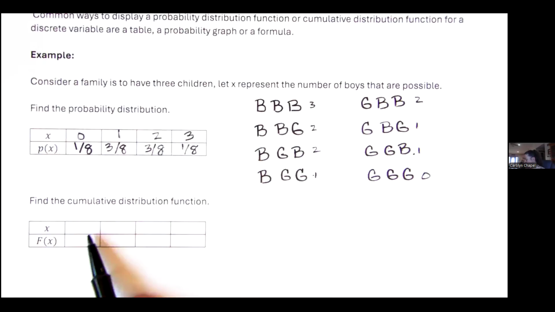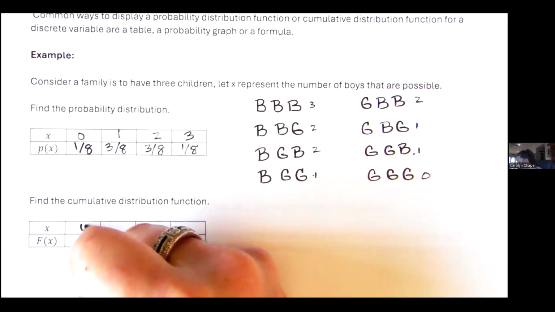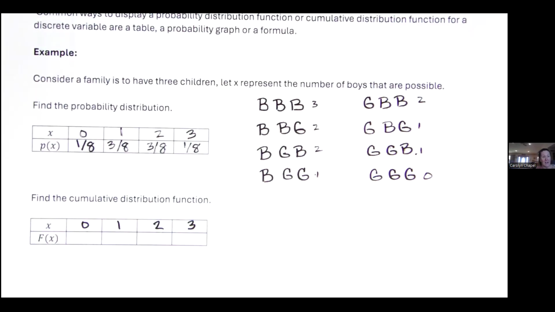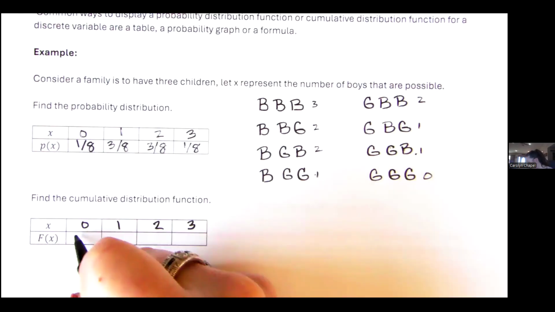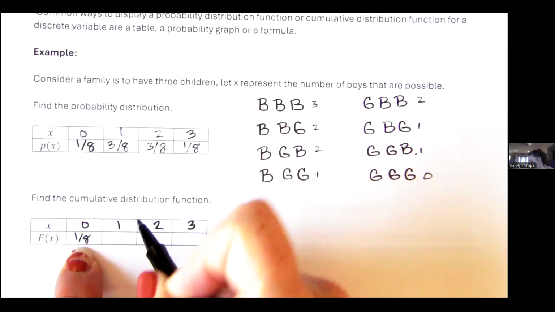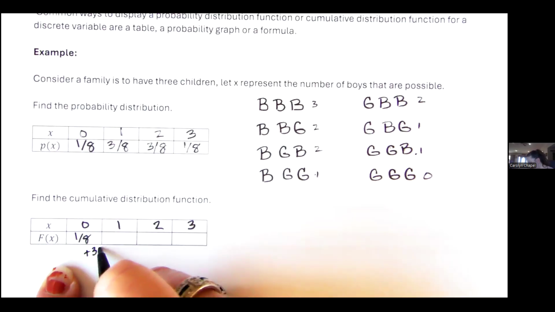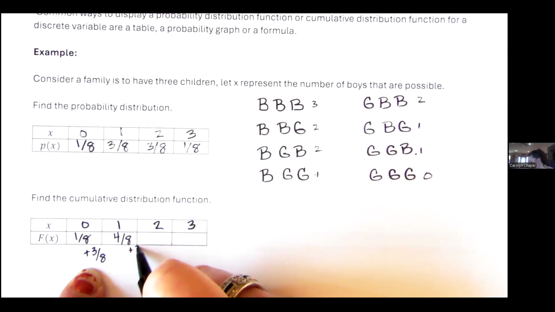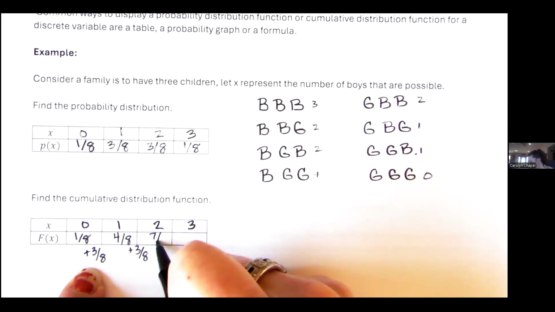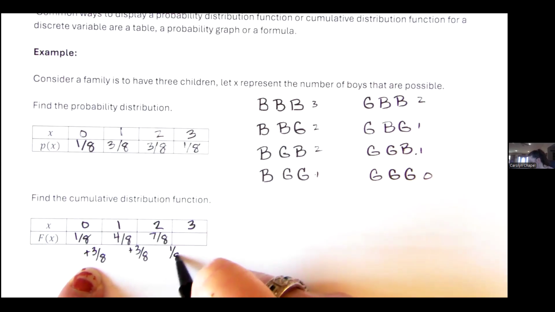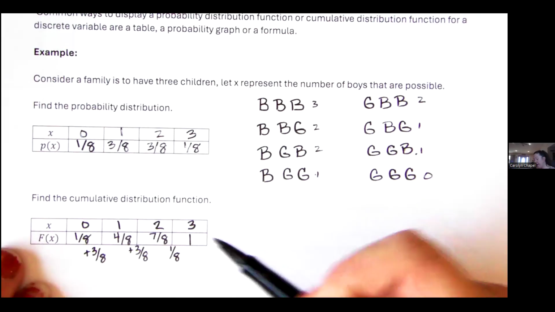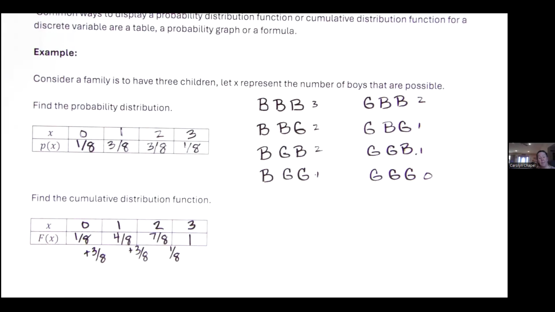Now, if we're going to get our cumulative, the x values are going to stay the same, so we aren't going to change those, just like we didn't change the scale on the bottom. And we're going to start with the 1/8. And then what I do is I just add on the next one. So the 3/8, so this turns into a 4/8. I'm going to add on another 3/8. So that gives me 7/8. And then I add on another 1/8 and I get 1. So this is how we get our cumulative piece.